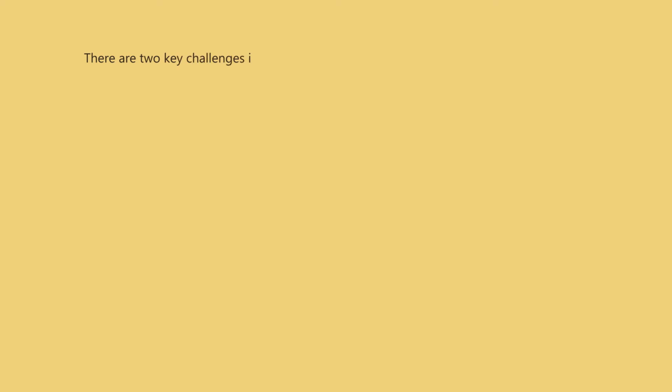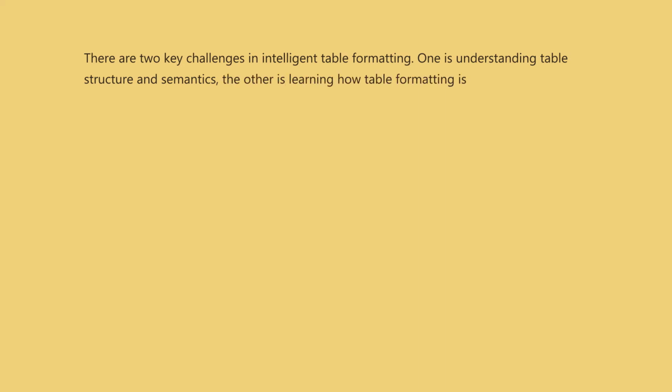There are two key challenges in intelligent table formatting. One is understanding table structure and semantics. The other is learning how table formatting is related to the underlying table structure and semantics.